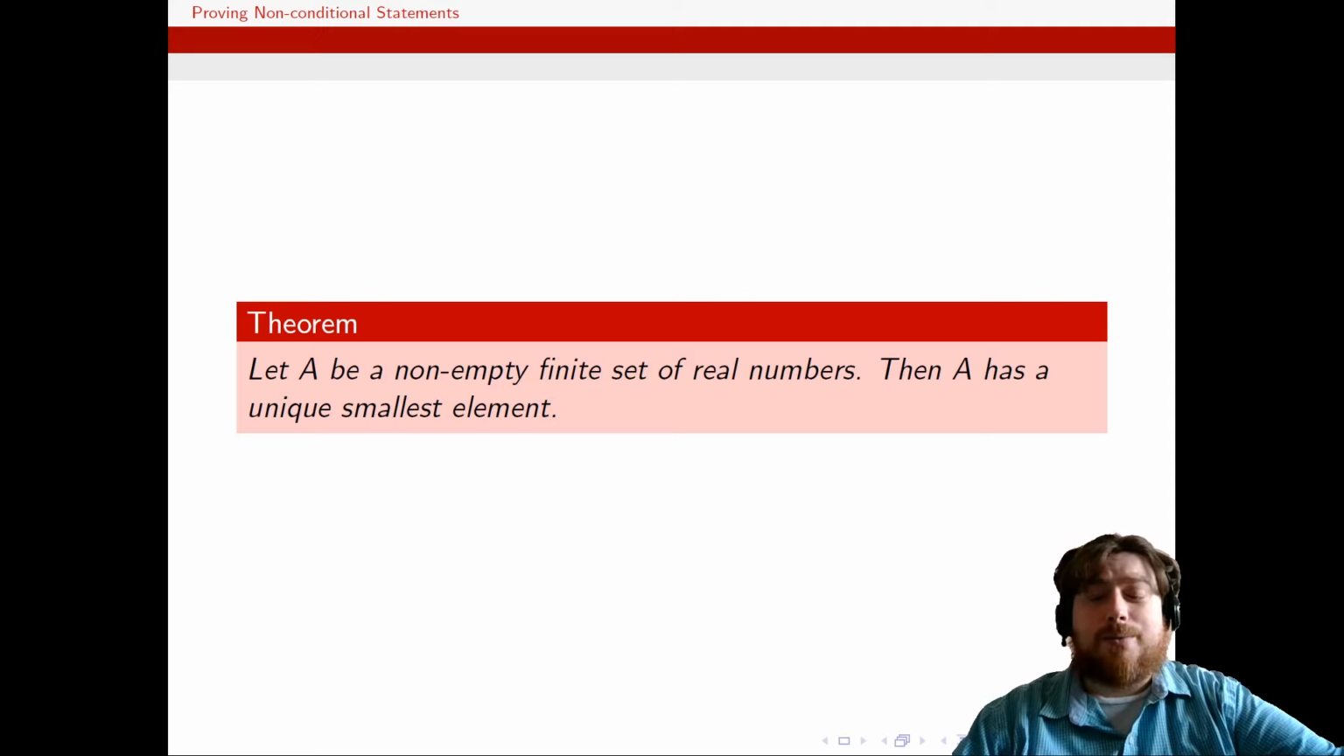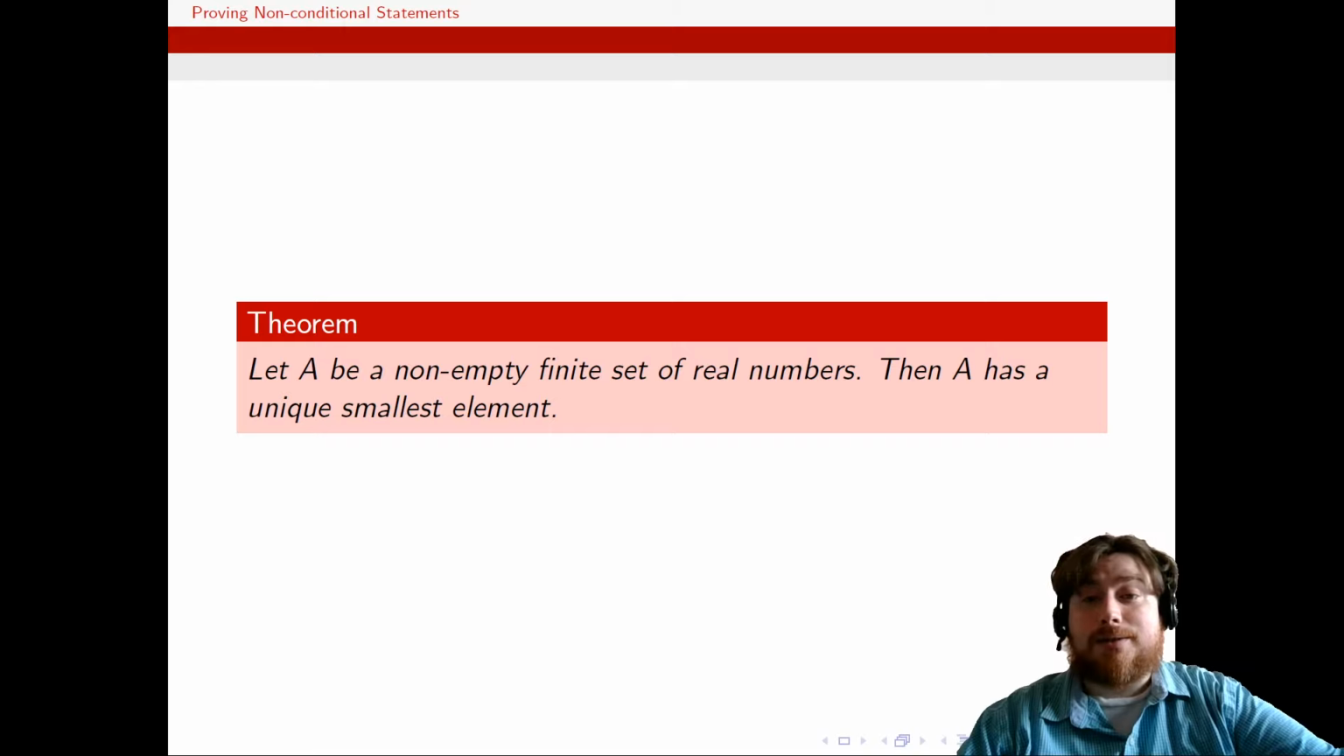I should say not of real numbers, of integers. Let A be a non-empty, finite set of real numbers. Sorry, I'm making sure I'm reading that correctly. Let A be a non-empty finite set of real numbers. Then A has a unique smallest element.